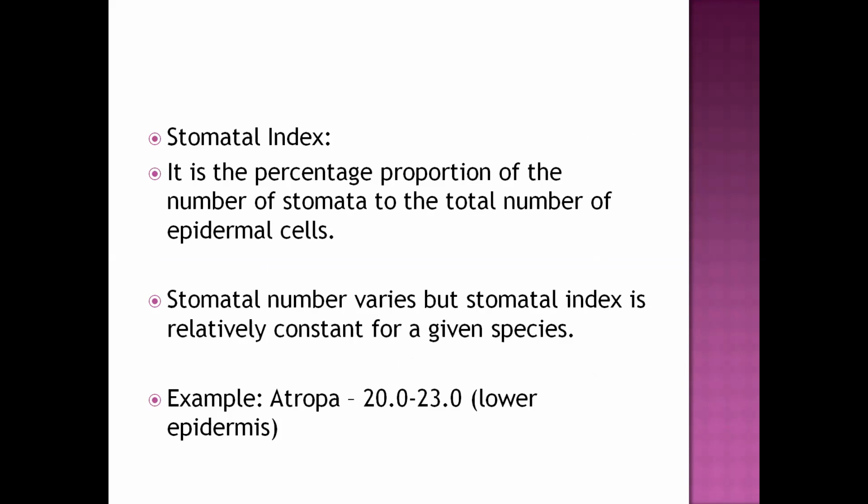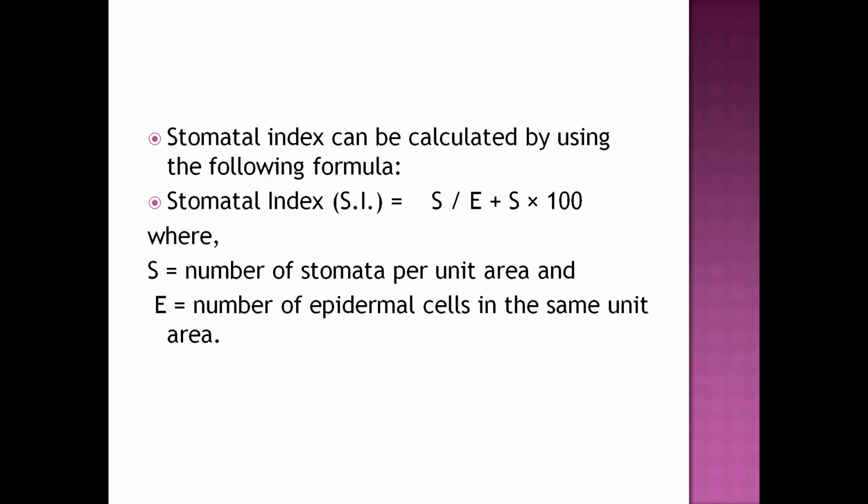Then stomatal index. What is stomatal index? It is a percentage proportion of the number of stomata to the total number of epidermal cells. Stomatal number can sometimes vary, but stomatal index is the relative constant for a given species. For example, in Atropa in lower epidermis, stomatal index is 20 to 23, and here it is given the formula for calculating the stomatal index number. This can be calculated by using the formula S upon E plus S into 100.